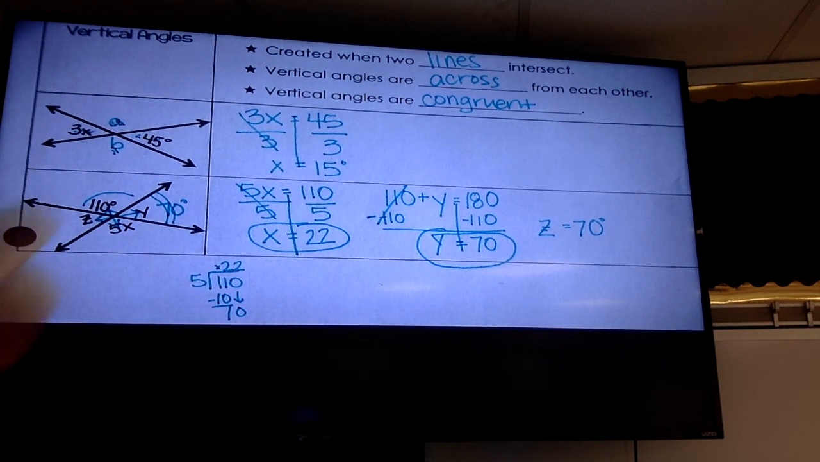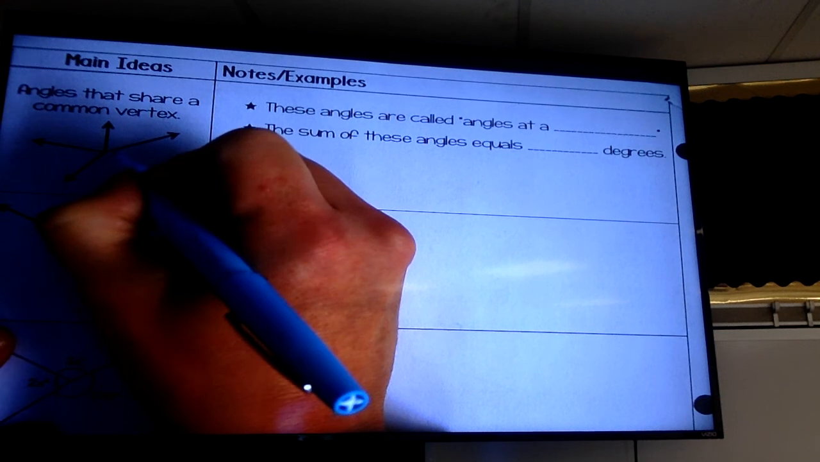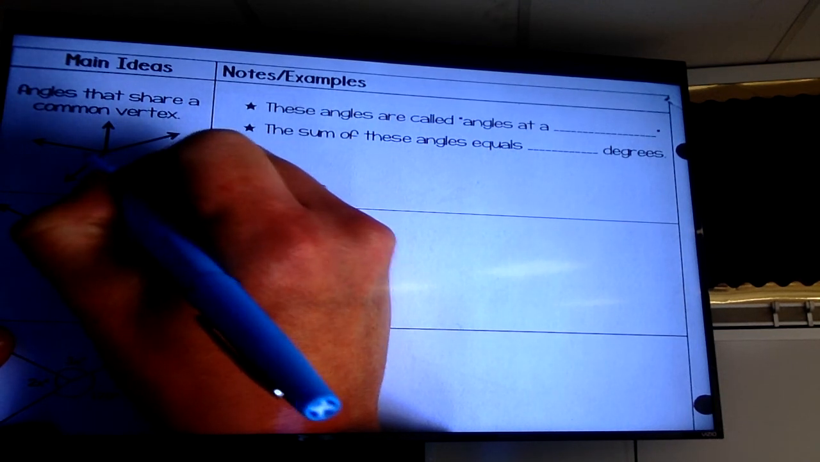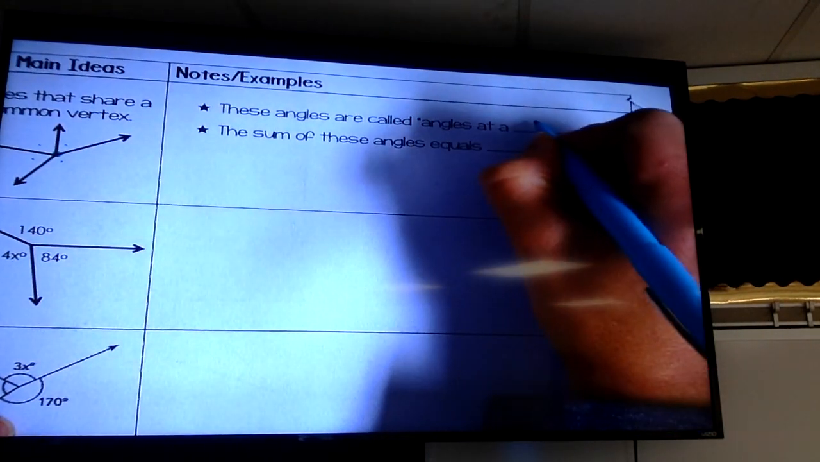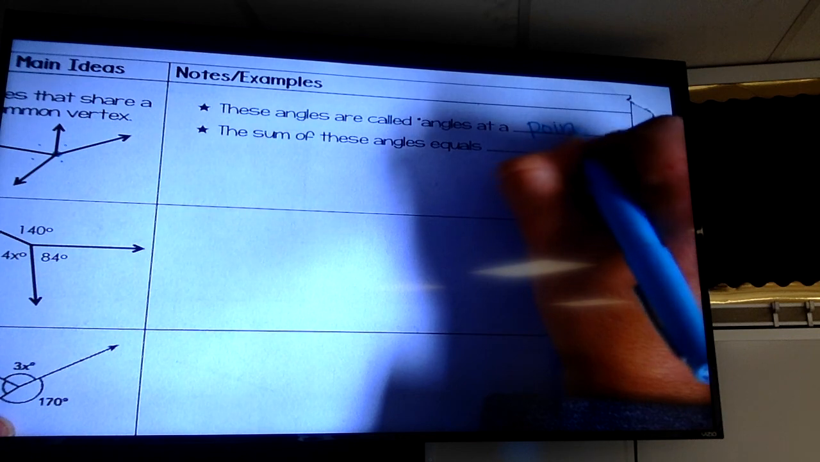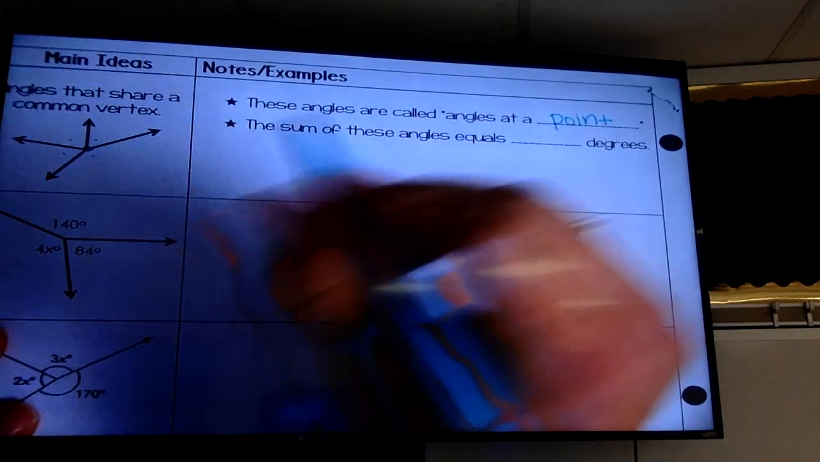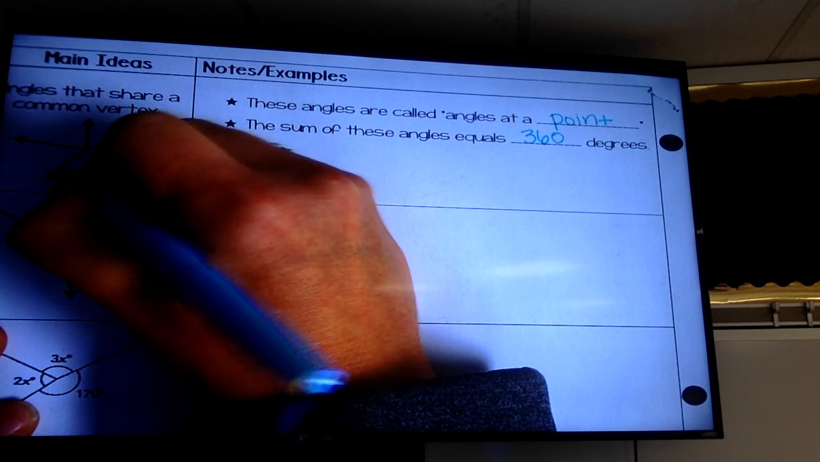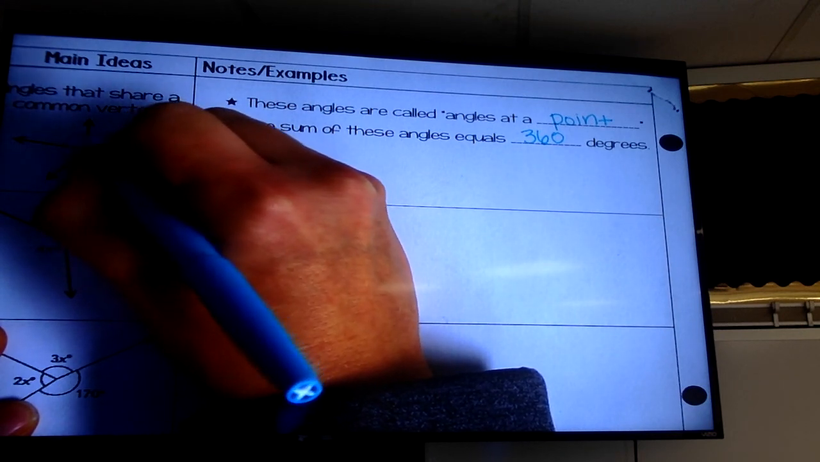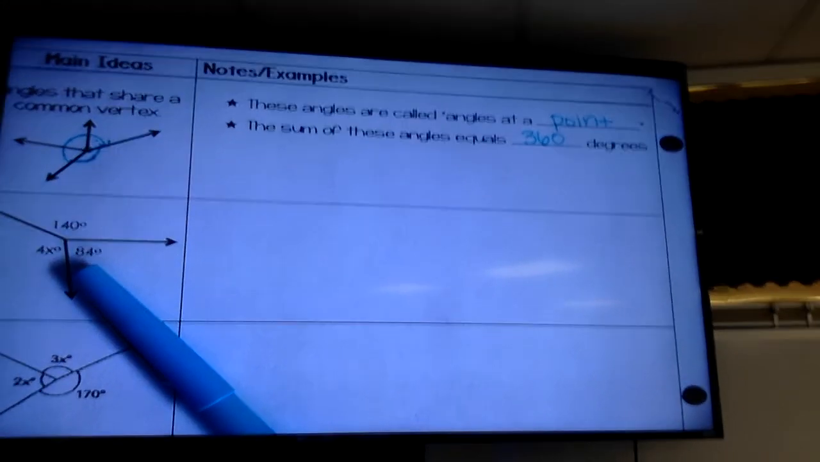Pretty cool, huh? All right, so we've talked about vertical angles, and there's one more thing we're going to talk about. This is called angles that share a common vertex. All these angles share the same common vertex. We call these angles at a point. They all go around one central point, and the sum of these angles equals 360 degrees. If I start here and go all the way around, it creates a circle, and a circle is worth 360 degrees.